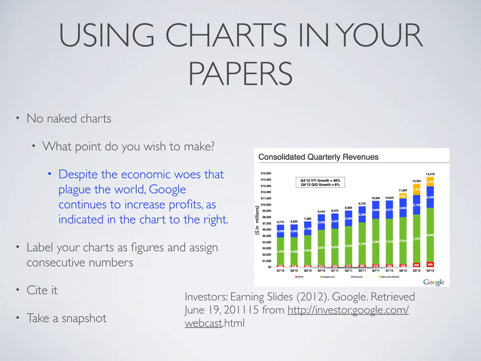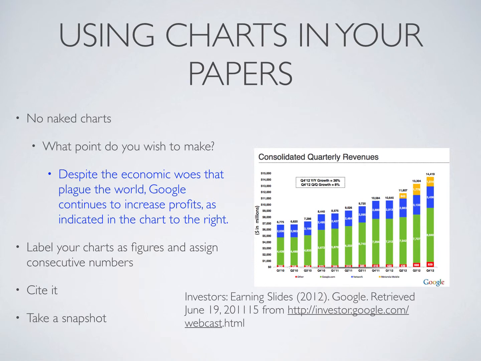So, this is a chart from Google, and it was from the 2012 investor earnings. And as you can see, Google did pretty well in 2012, in a time when many other companies weren't. So here's the point you want to make. Despite the economic woes that plague the world, Google continues to increase profits as indicated in the chart to the right.